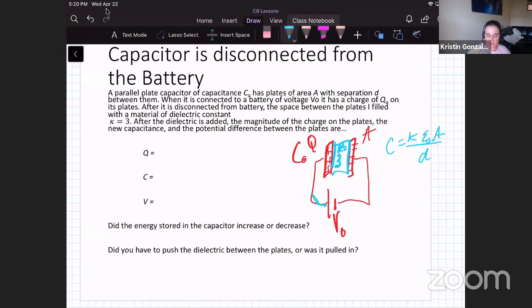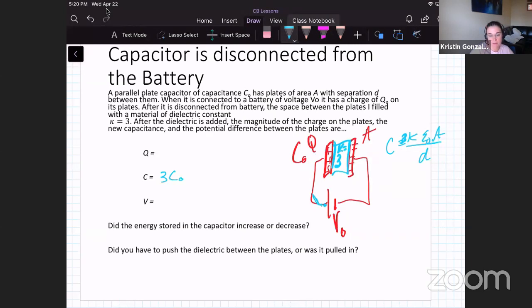So if we've got the same situation, then the same thing's going to happen to our capacitance, right? We're defined by that dielectric constant K of 3, but everything else is staying the same in the situation. So our capacitance is still going to be 3 times the original capacitance.